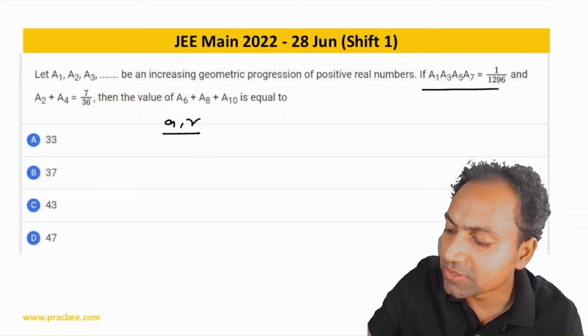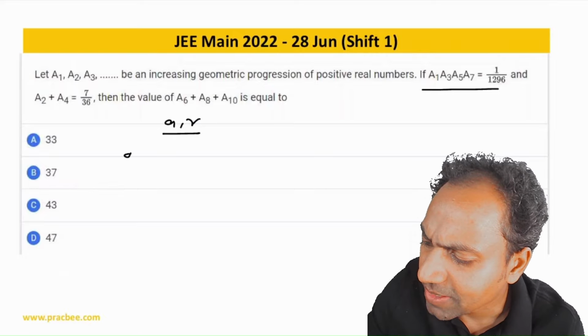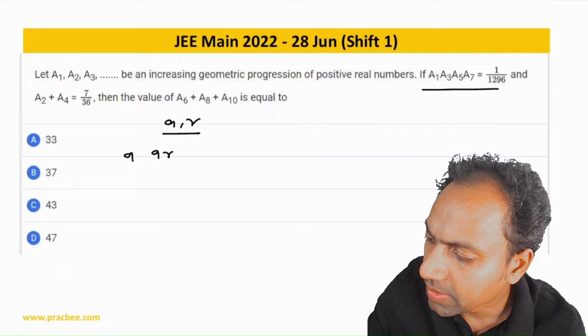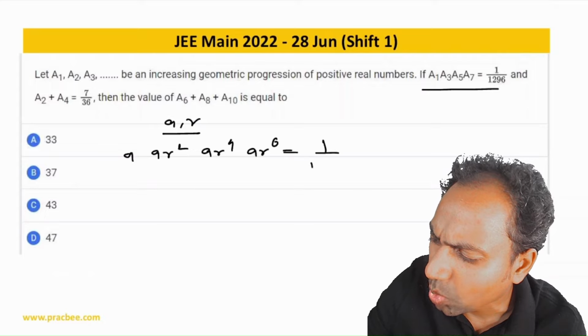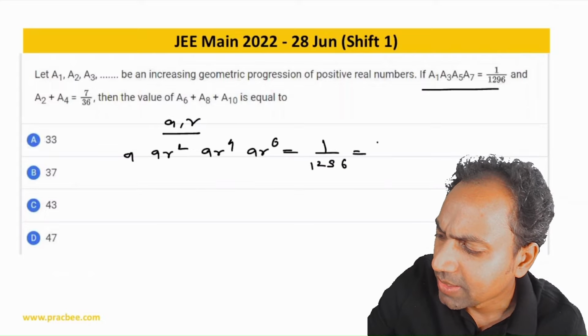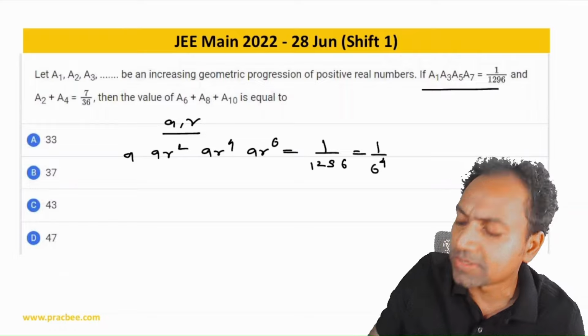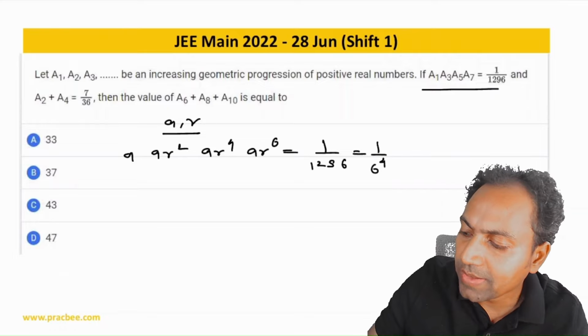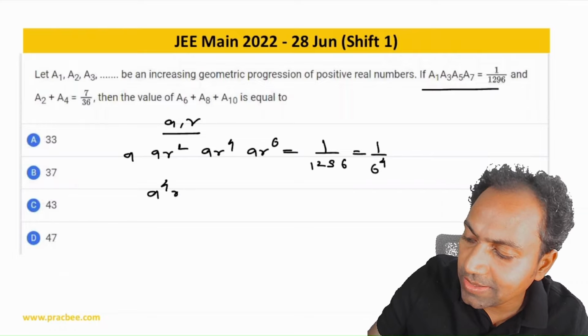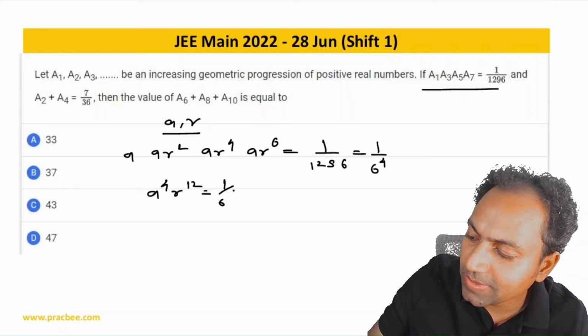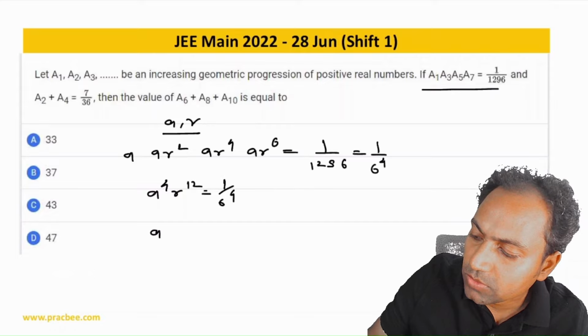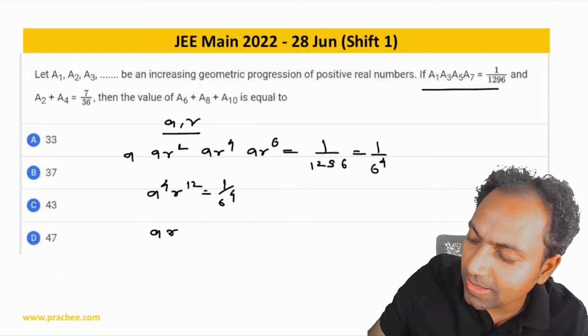So if I write the first condition, it becomes A into AR square into AR raised to the power 4 and AR raised to the power 6 is equal to 1 by 1296. And we all know that 1296 is nothing but 6 raised to the power 4. If I write the terms on the left hand side, it is A raised to the power 4 and R raised to the power 12 is equal to 1 by 6 raised to the power 4. So AR raised to the power 3 will be equal to 1 by 6.